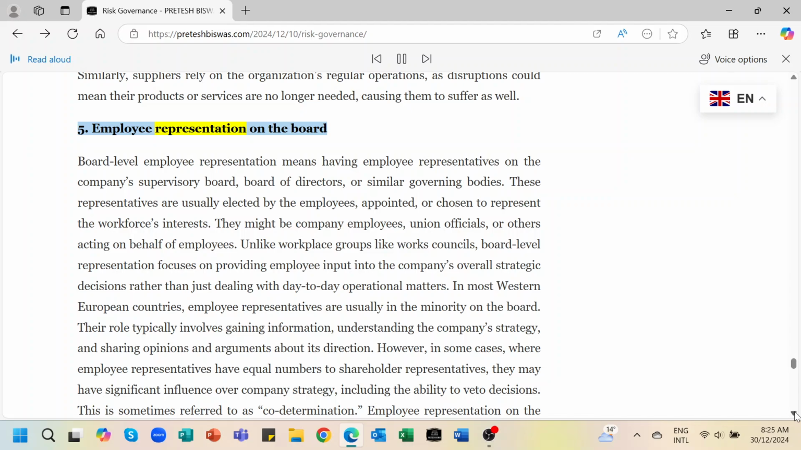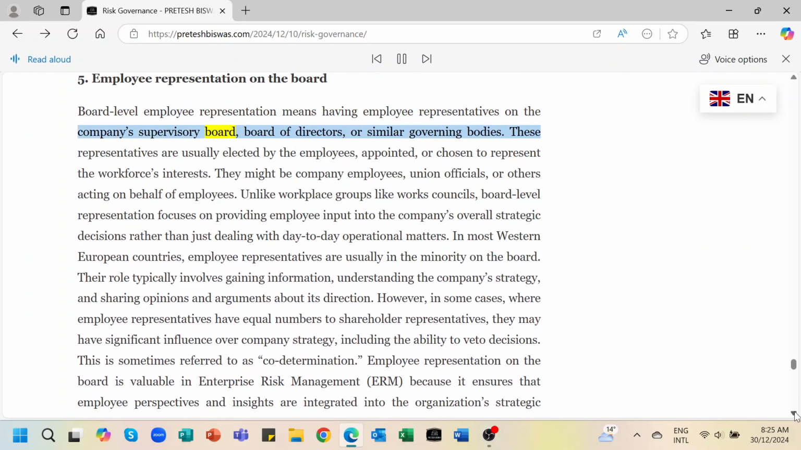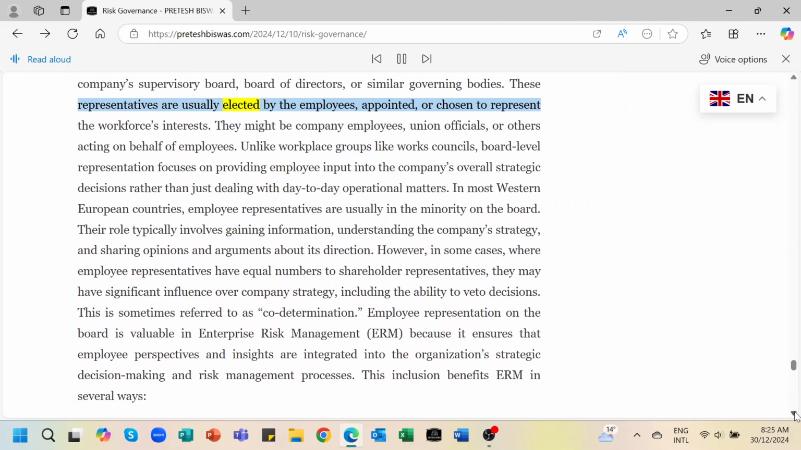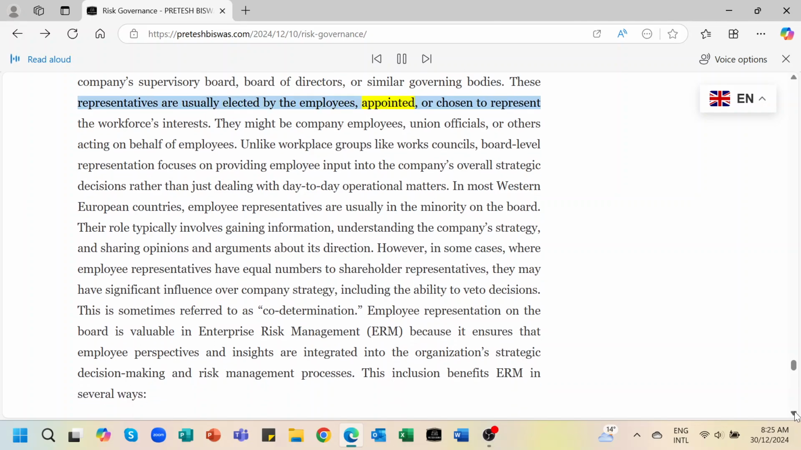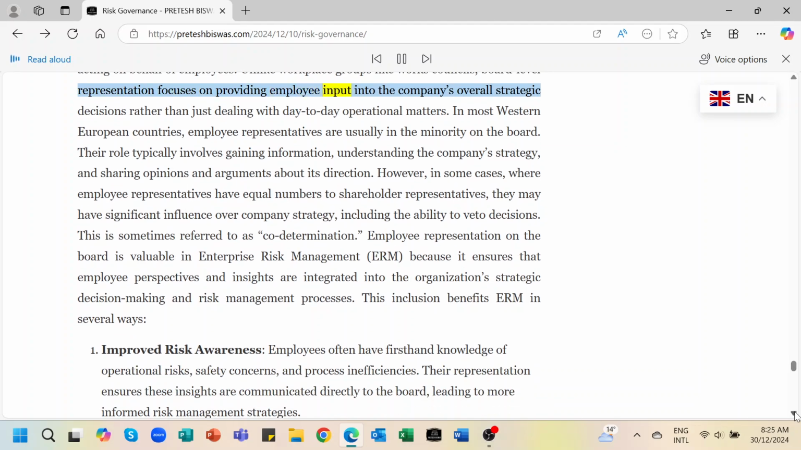5. Employee representation on the board. Board-level employee representation means having employee representatives on the company's supervisory board, board of directors, or similar governing bodies. These representatives are usually elected by the employees, appointed, or chosen to represent the workforce's interests. They might be company employees, union officials, or others acting on behalf of employees. Unlike workplace groups like works councils, board-level representation focuses on providing employee input into the company's overall strategic decisions rather than just dealing with day-to-day operational matters.